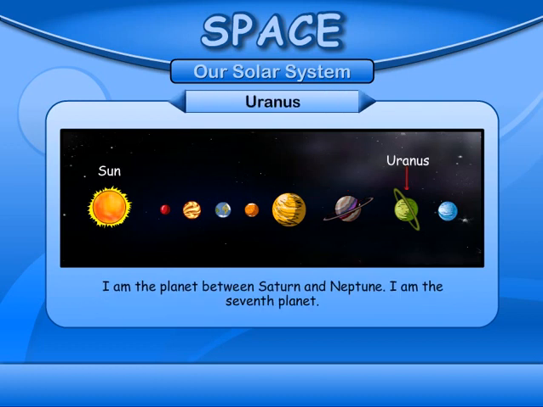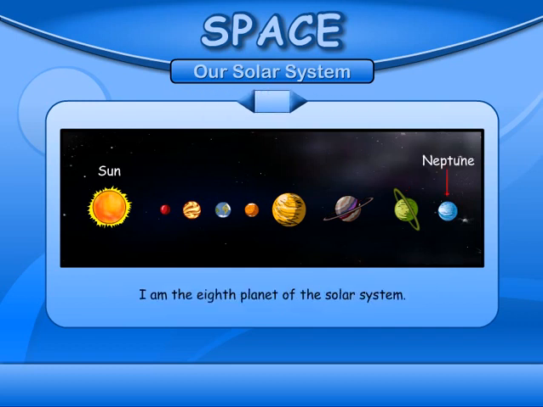Uranus. I am the planet between Saturn and Neptune. I am the seventh planet. Neptune. I am the 8th planet of the solar system.